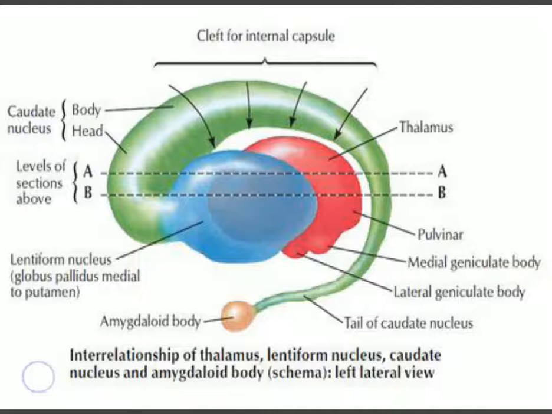The amygdaloid body can be seen here in this figure. This is basically the caudate nucleus. This is the lentiform nucleus. This is the amygdaloid body.